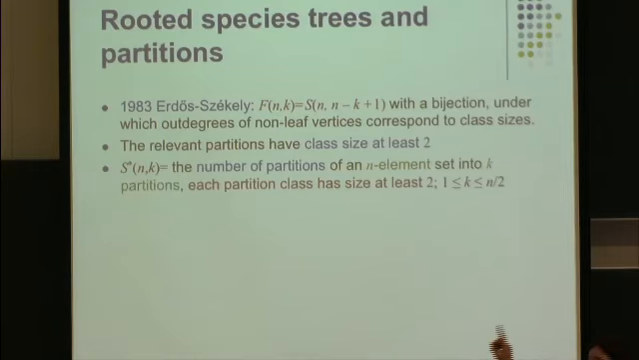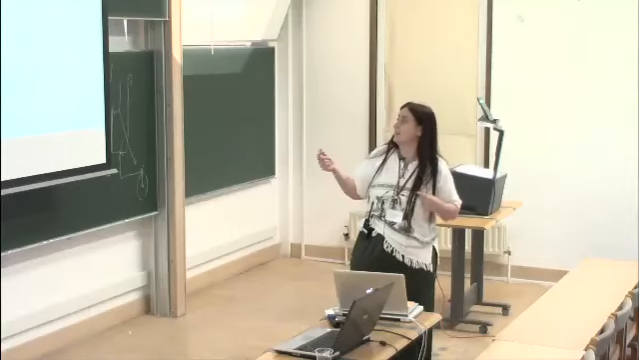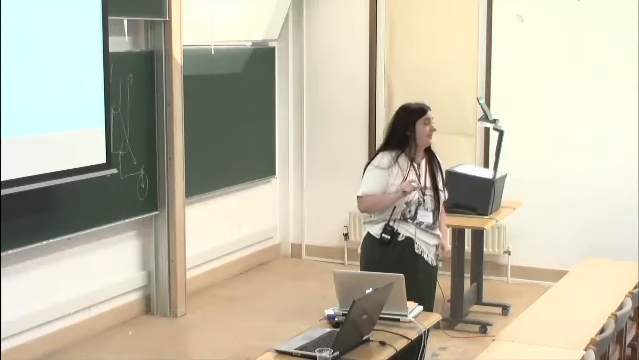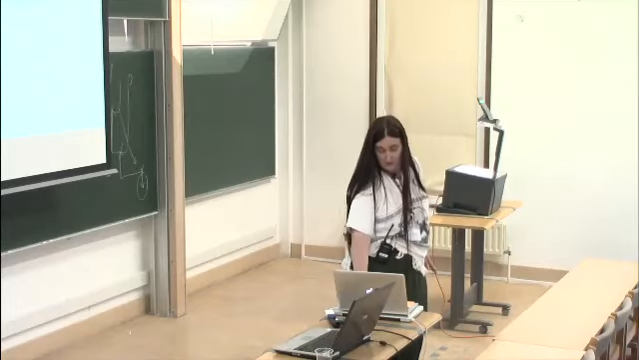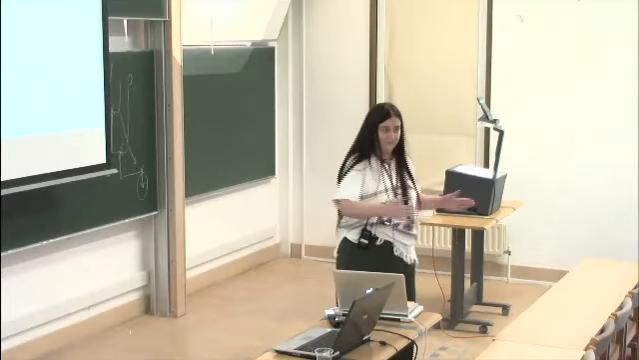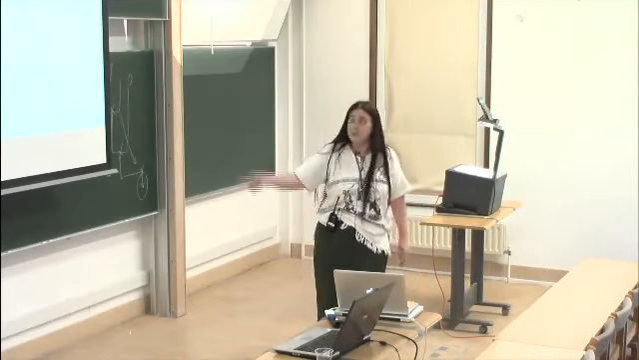So I will denote by S star the corresponding version of the Stirling numbers. The number of elements is n, the number of partition classes is k, and I have the restriction that each partition class has size at least 2, which means that the range of k is between 1 and n over 2. And the corresponding total number of partitions is B star n.